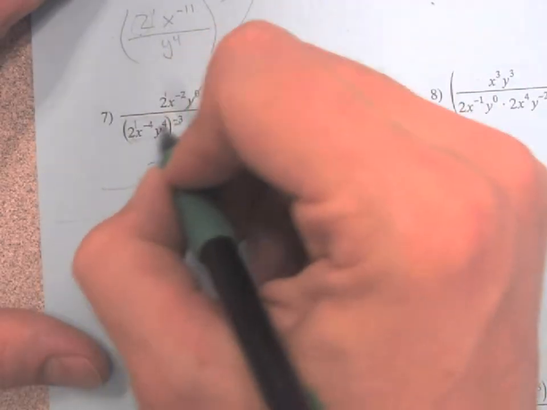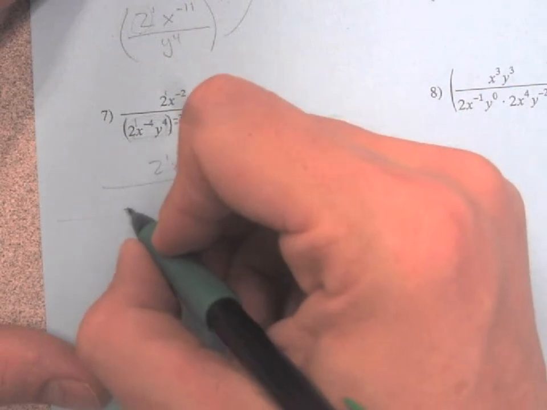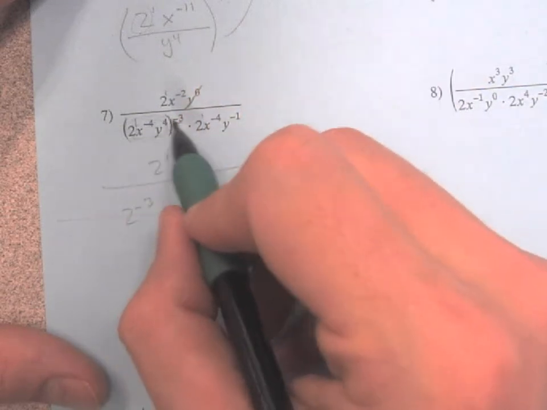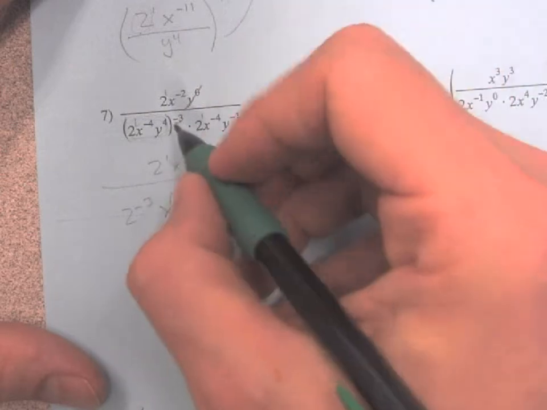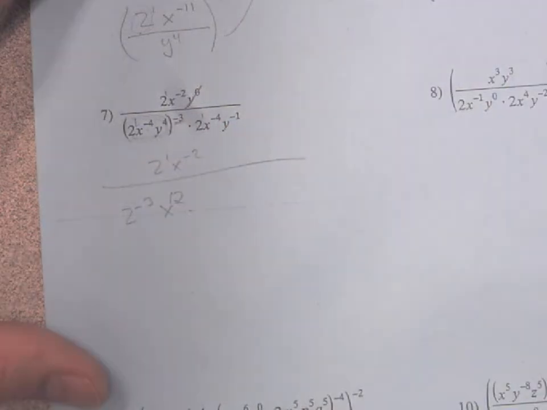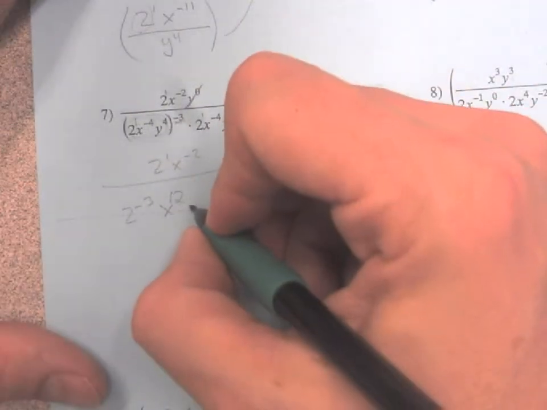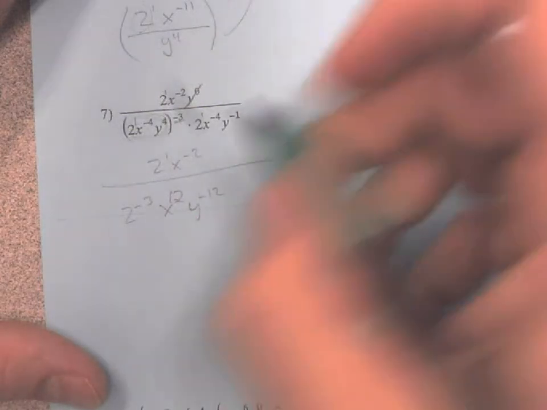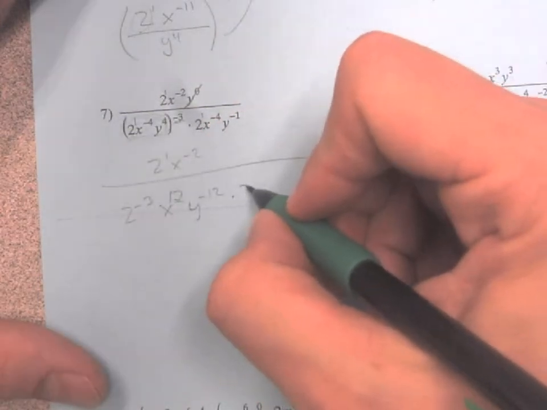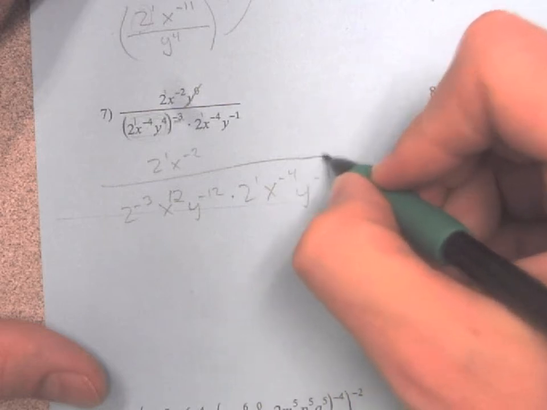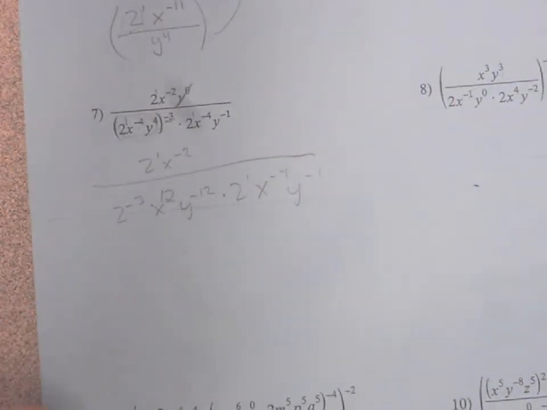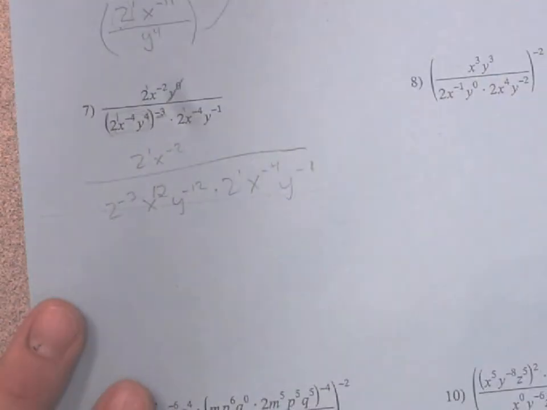Okay, this guy down here, this piece, is now going to be 2 to the negative 3, right? 1 times negative 3. X to the positive 12, because negative 3 times negative 4 is positive 12. And then y to the negative 12. That's this piece. Okay, we got 2 to the 1, we got x to the negative 4, we got y to the negative 1. So I'm just copying the rest of it. So just one step at a time.